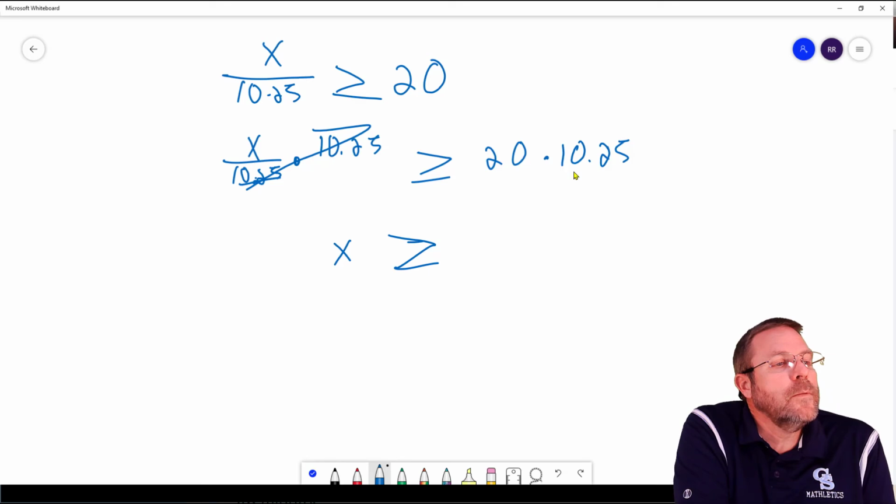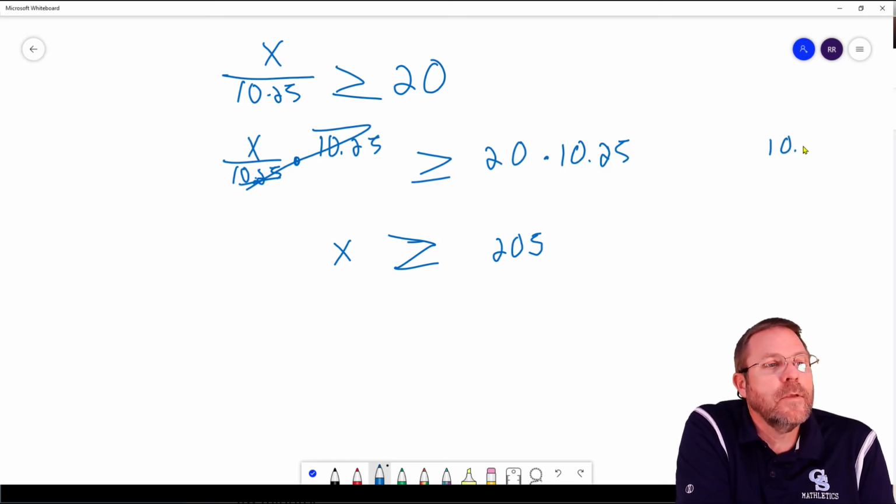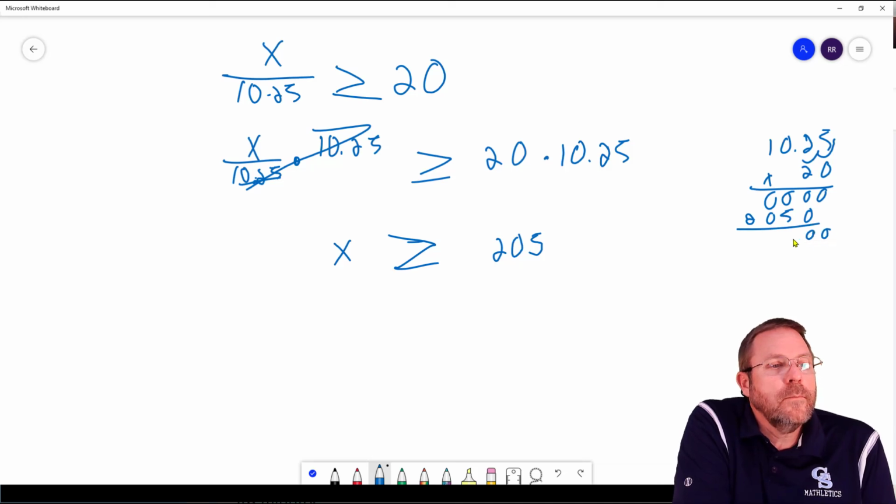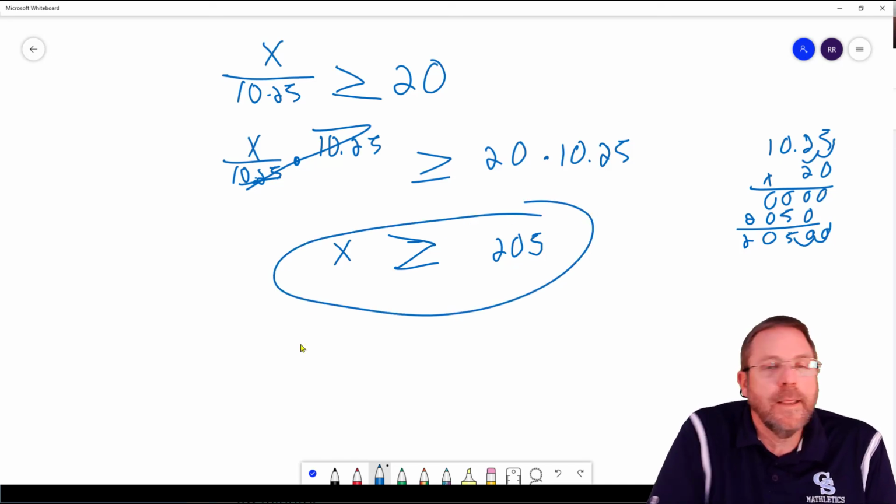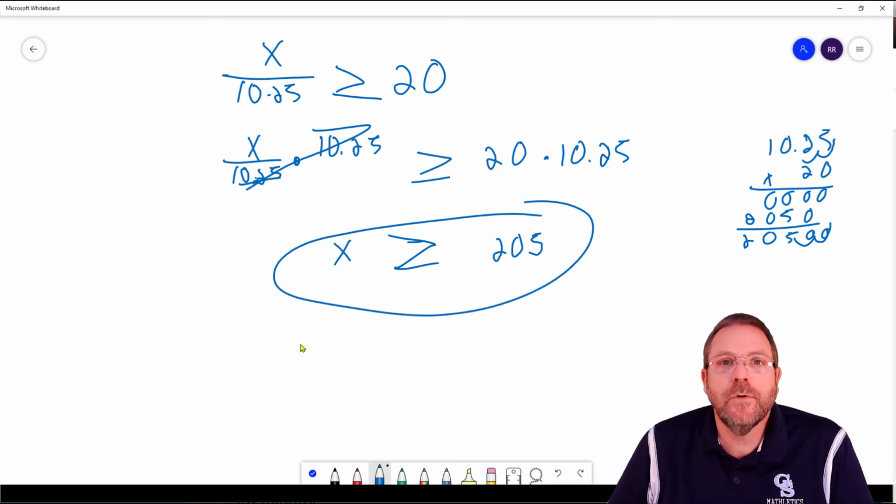Well, that's going to be 205, I think, but let me go ahead and check that because I'm not positive on that one. So let me multiply that times 20. Of course, that's going to be 0, 0, 0, 0. 2 times 5 is 10. 2 times 2 is 4, plus 1 is 5. 2 times 0 is 0. And 2 times 1 is 2. Oops, got to add these up. My bad. And what do you know? I am indeed right. x is going to be a number greater than or equal to 205.